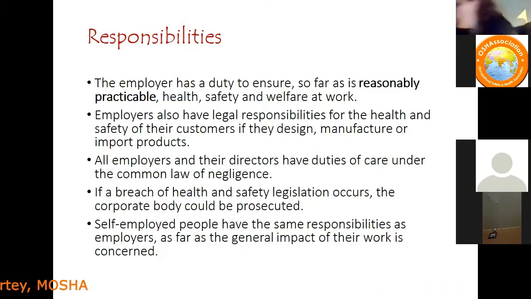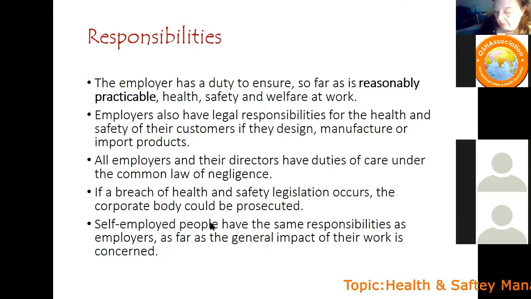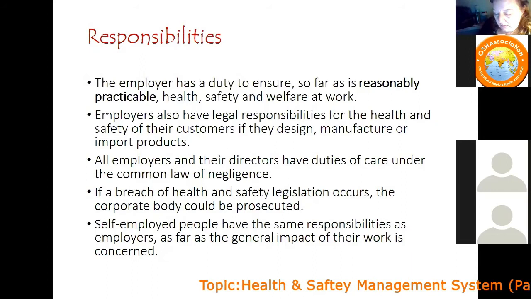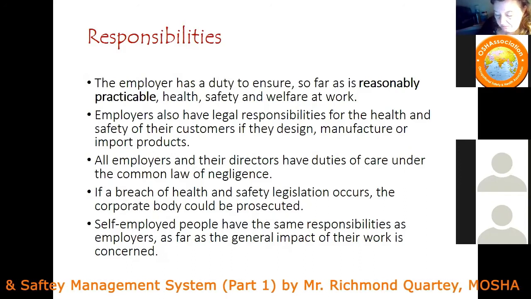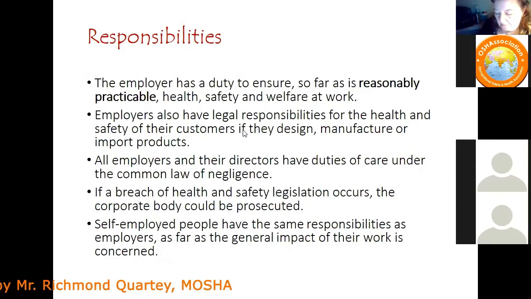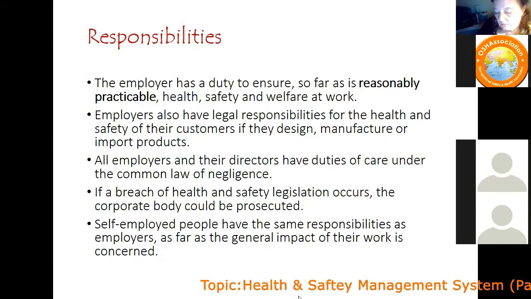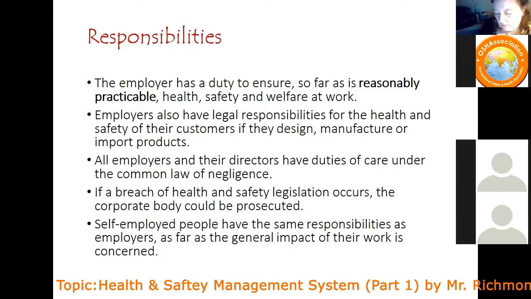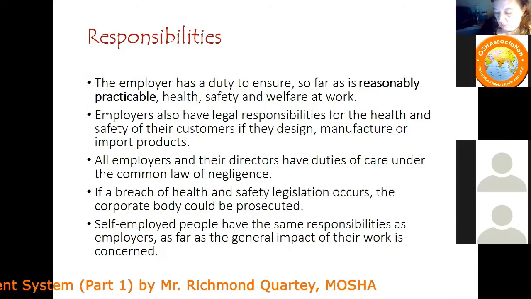All employers and their directors have duties of care under the common law of negligence. Yes, they have duties of care. This issue of safety, we are talking about life here. We have to look at the lives of these employees. If any man should lose his life, that means the wife, the family, maybe the person that is providing for his own family, for extended family, for his siblings and everyone. That means you have crippled the hope of so many people. So that is why you must make sure that you have that duty of care, duty of love, duty of responsibility.